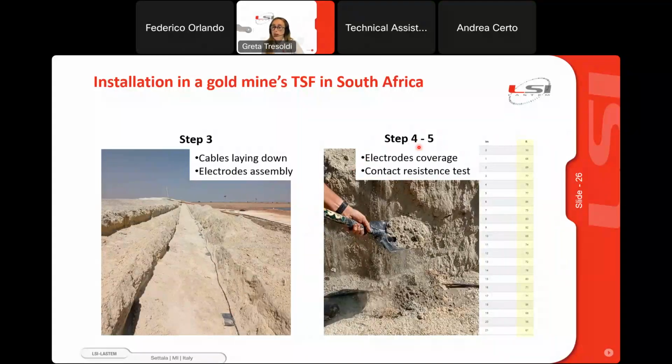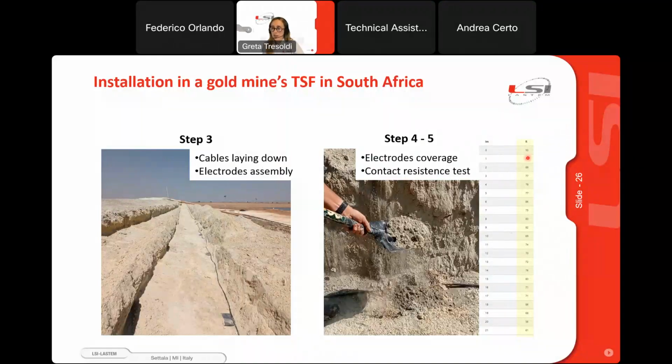Step 4 is really crucial, really important: the electrode coverage. Since the electrodes must stay in good contact with the surrounding soil, you need to mix the soil really well with bentonite and water to guarantee this coupling. And to test the functioning of the electrodes, you need to perform the contact resistance test. Here we see an example. You have the number of the electrodes and the value of resistance.